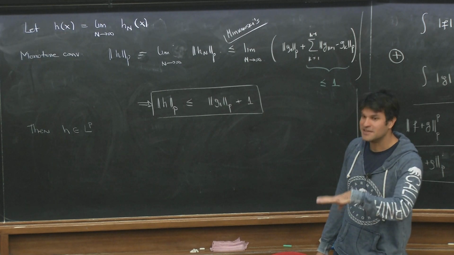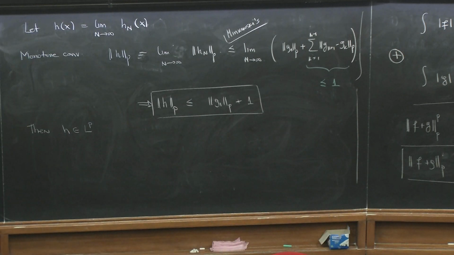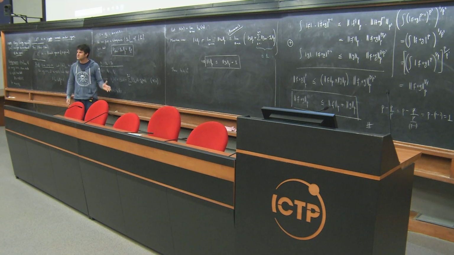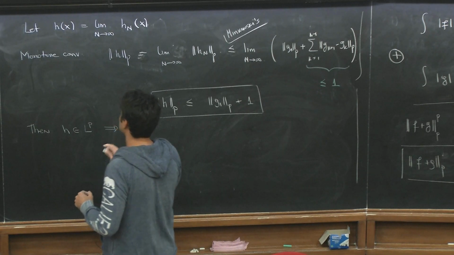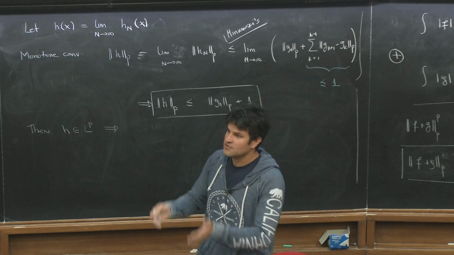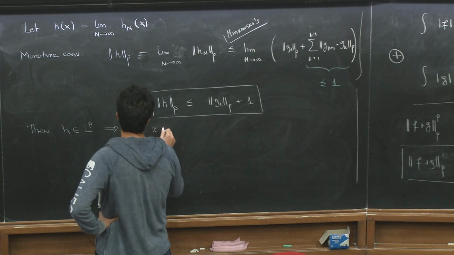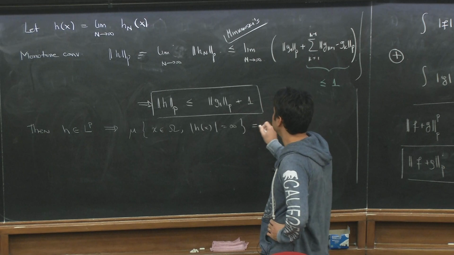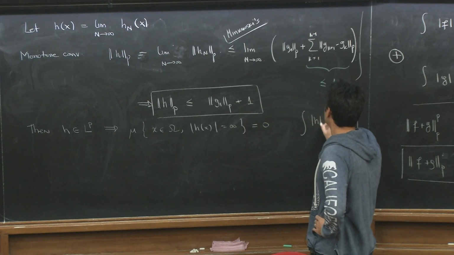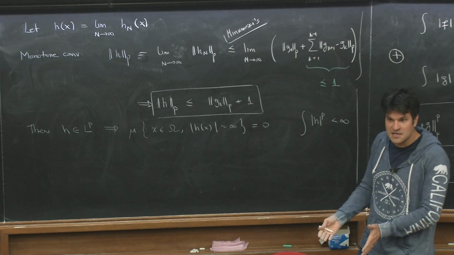Now, this is not the function that we want. This h is not our limiting function. We just started with it, putting the absolute values on things to try to bound this thing, which is the worst possible scenario: everything has the same sign. So the fact that h belongs to LP implies something very simple. If the integral of h to the p is finite, then the measure of the set of points x in omega such that the modulus of h of x is equal to infinity has measure 0.